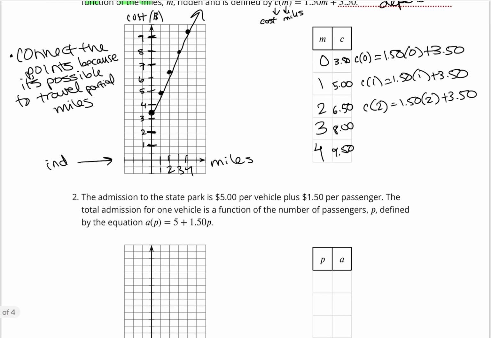Oh, and then the final thing to explain possible domain and range. For domain, I'll just use a D. For range, I'll use an R. Possible domain, I would say all positive numbers. Positive because you can't have negative mileage. And then possible range values, all positive numbers. Not going to have a negative cost, right?